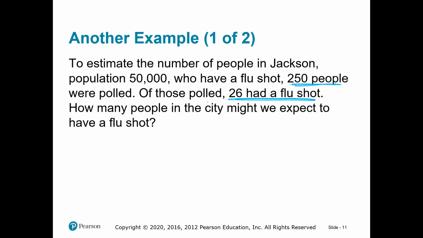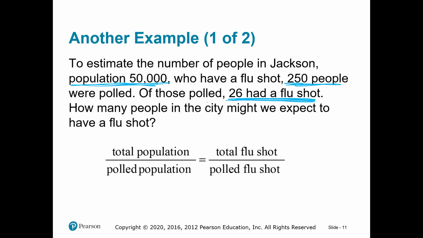So it gives them a guideline to go by. Are you with me? It's a guideline. Here's my sampling. Here's my guideline. Out of 250 people, I know 26 had the flu shot. So if that's the case, how many would have had the flu shot out of the total of 50,000? So check out how they wrote this. I like how they wrote it. My total population over my polled population, and the total number with the flu shot and the number polled who had the flu shot. Again, I'm talking about two items. The population and those that had a flu shot. Only two items. It's perfect for proportion.